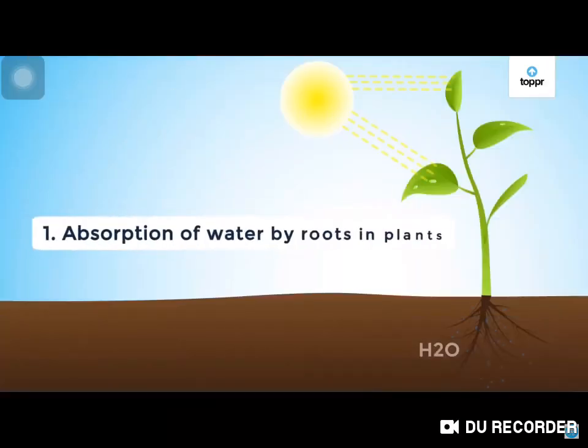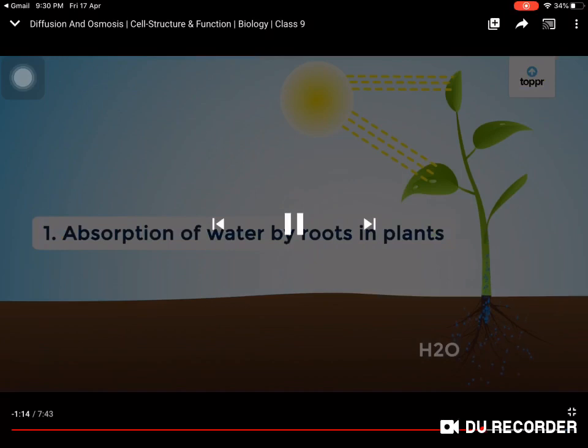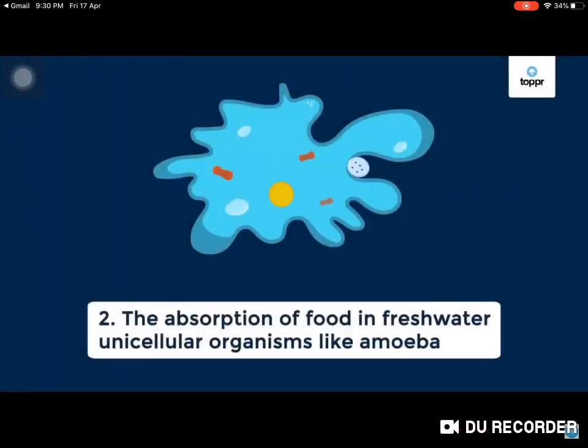Osmosis plays an essential role in living organisms. For instance, the absorption of water in plants by roots and the absorption of food in freshwater unicellular organisms like the amoeba happens due to osmosis.